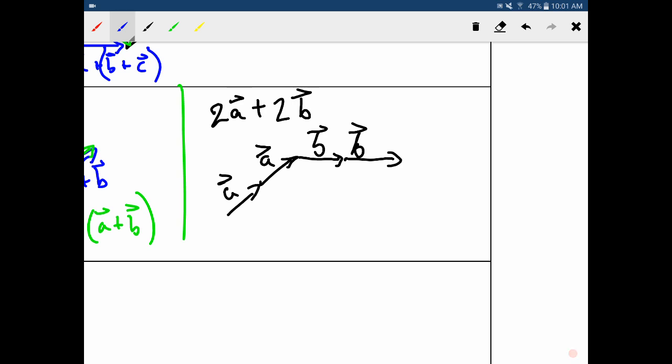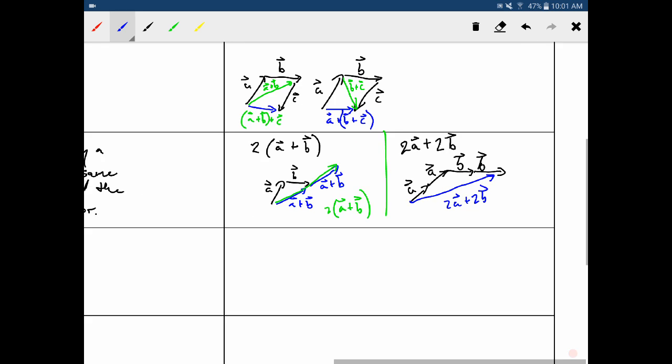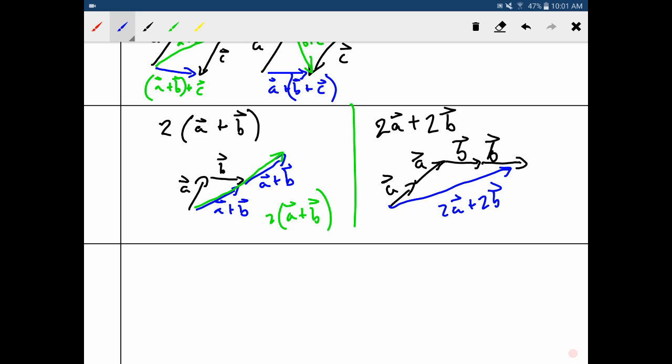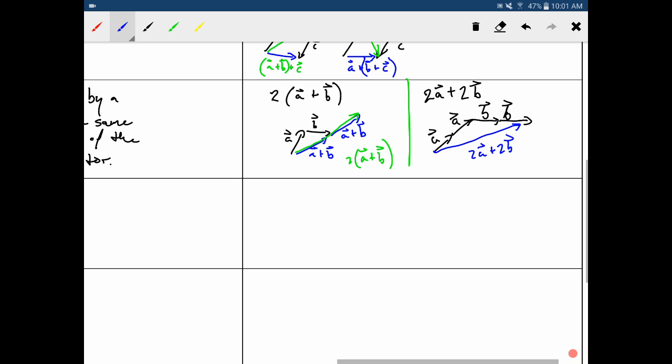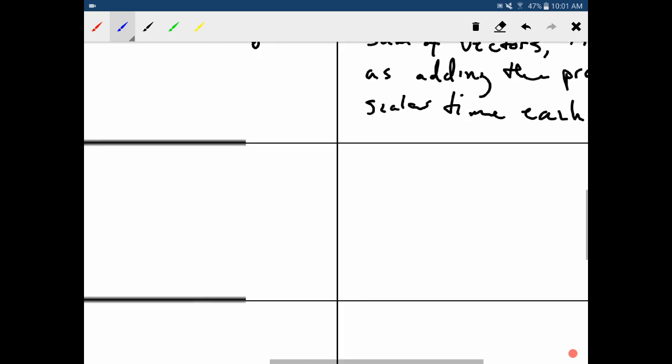Okay, and so the resulting vector is 2A plus 2B, which, although I didn't draw it perfectly, you can see is more or less the same vector. So it should be exactly the same vector. If I'd drawn it correctly, it would be exactly the same vector. Okay? All right, the next one is going to be hard to illustrate with an example, but the next one is one of the easier ones.